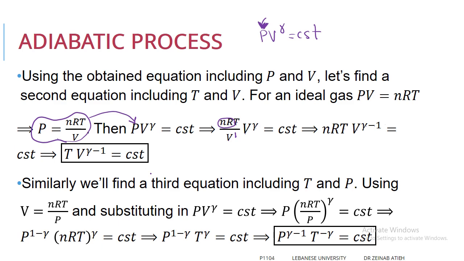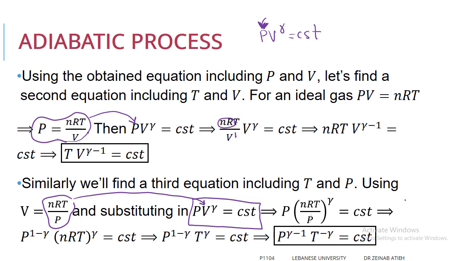Let's now move to make a relation between P and T. What should I do? I will take the same formula, which is PV gamma equals constant. I will try to keep P and substitute V with temperature. I will substitute V by nRT over P. So I'm going to substitute this here. Now I have a relation that has no volume, only temperature and pressure. As you can see, I get P times nRT over P, all to the power gamma, is equal to a constant.